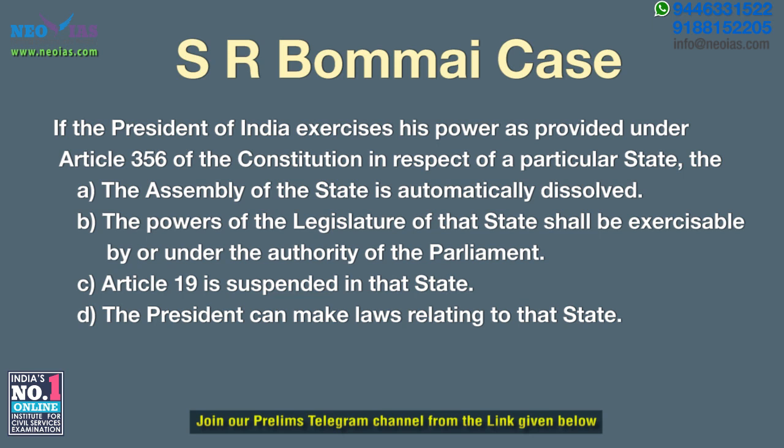Now coming to option C. Option C says Article 19 is suspended in that state. So what is Article 19? Article 19 of the Constitution guarantees to all its citizens the right to freedom of speech and expression. The freedom of speech and expression is a fundamental right, and Article 356 or the President's rule has no effect on fundamental rights of the citizens, unlike the national emergency situation. So that statement is also a wrong statement.